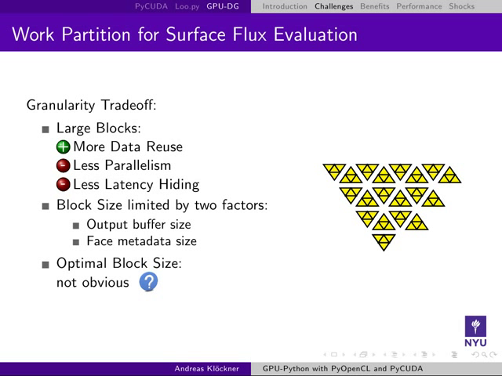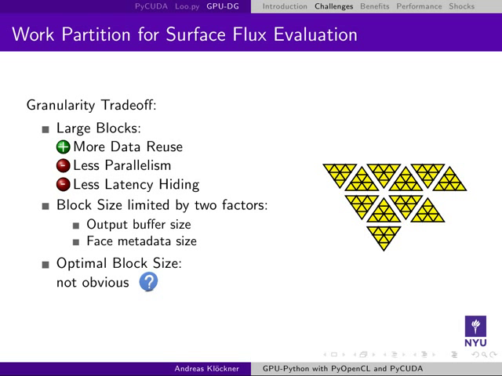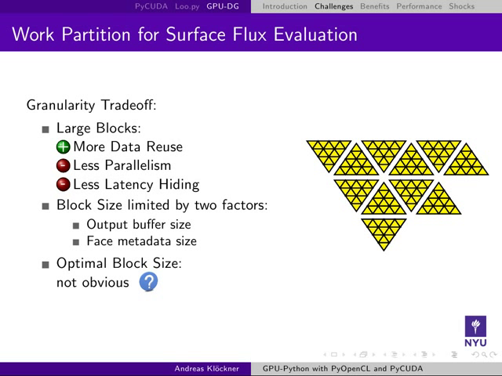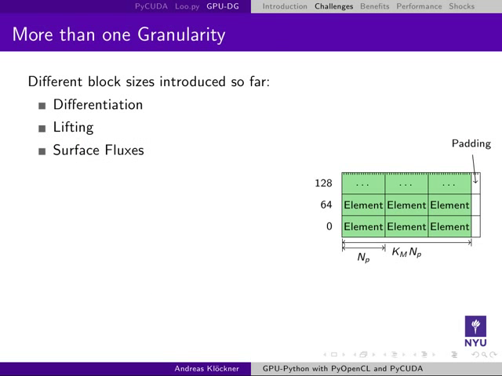Also, you're limited in how big these can get, by how big your output buffer is and how much metadata you can fit onto the chip. Again, it's a question that you don't necessarily want to answer. Another thing that I've said a number of times just now was granularity. Every part of this computation somehow has a favorite granularity. The differentiation has a favorite granularity, the surface integrals have a favorite granularity, and the flux evaluation has a favorite granularity. How do those all match up?